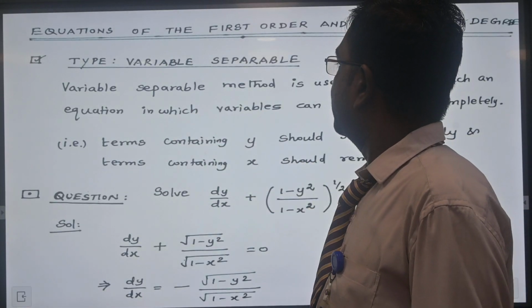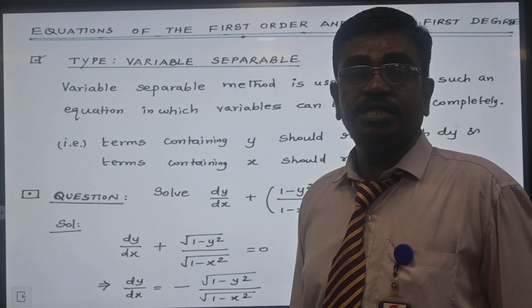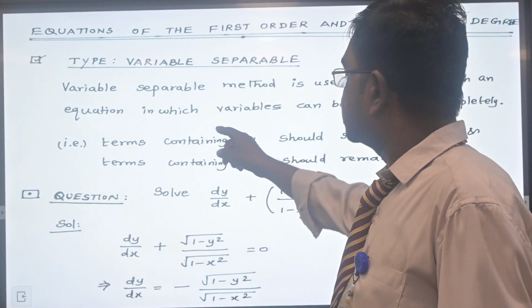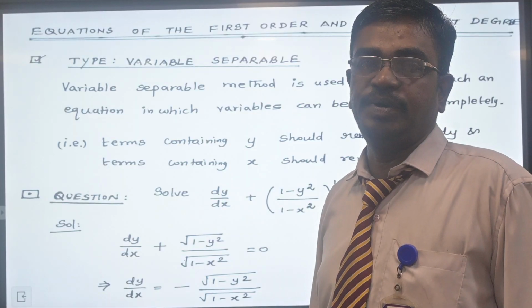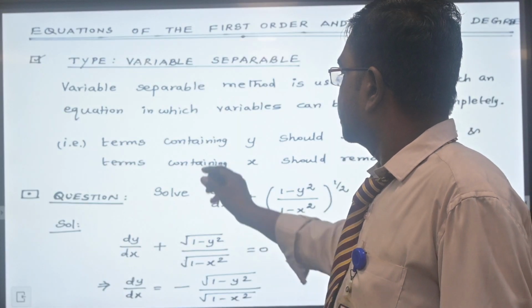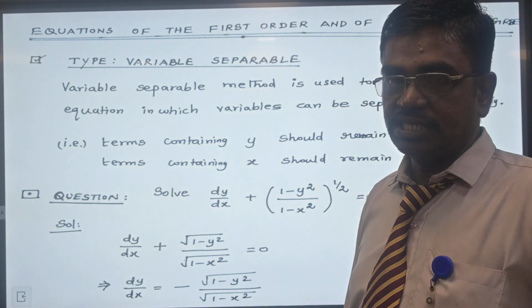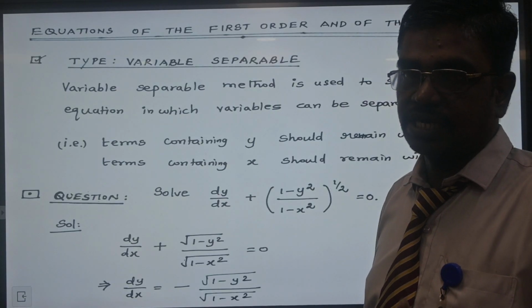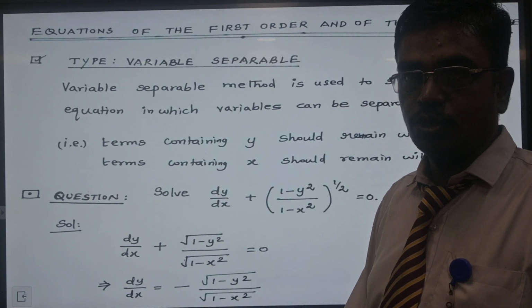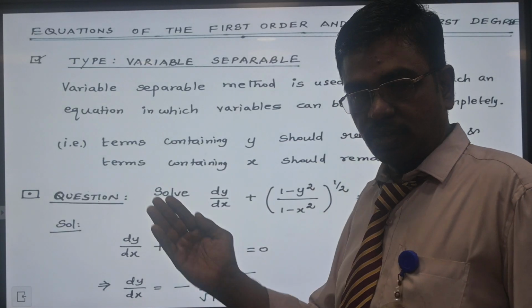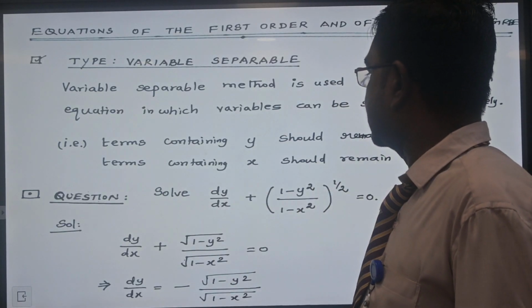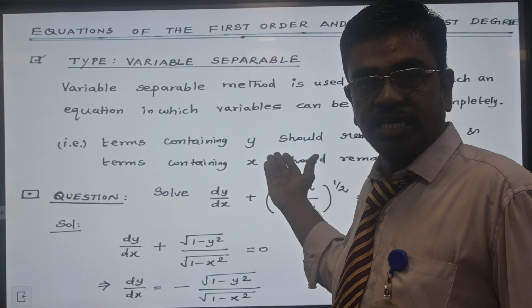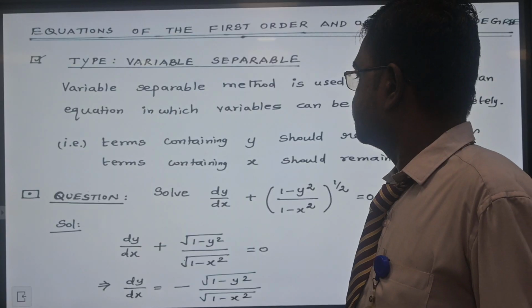So what do you mean by variable separable? The variable separable method is one of the methods to solve a differential equation in which the variables can be separated completely. How? Suppose there are only two variables, one independent variable and another dependent variable. I will take one variable x, another variable y. I will separate them. How do you separate? y and dy on one side, x and dx on the other side. That means terms containing y should remain with dy and terms containing x should remain with dx.